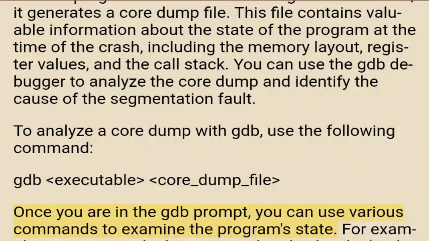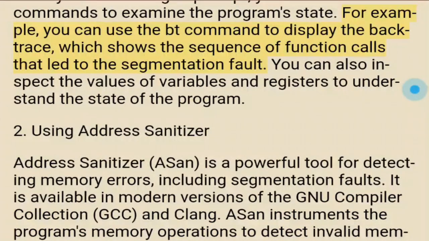Once you are in the GDB prompt, you can use various commands to examine the program's state. For example, you can use the bt command to display the backtrace, which shows the sequence of function calls that led to the segmentation fault. You can also inspect the values of variables and registers to understand the state of the program.